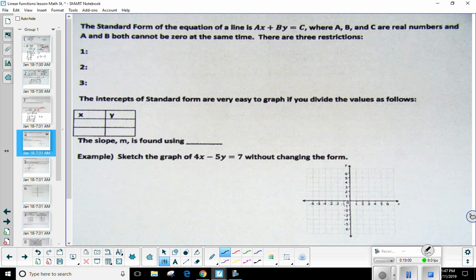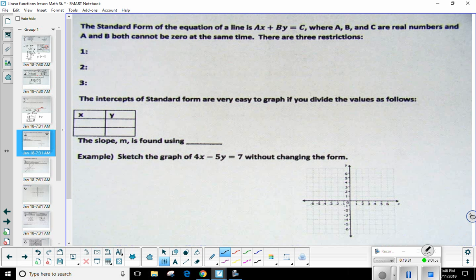Okay, let's talk about some standard form. The standard form of the equation of a line is ax plus by is equal to c, where a, b, and c are real numbers, and a and b both cannot be 0 at the same time. One of them can, but not both. And there were 3 restrictions, and I believe a while back we actually brought these up. Does anybody remember one of them? Now, not every standardized test follows these, but if it's in true standard form, you have to follow these 3 rules.